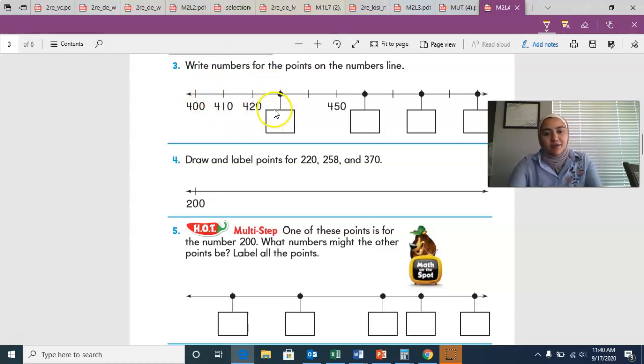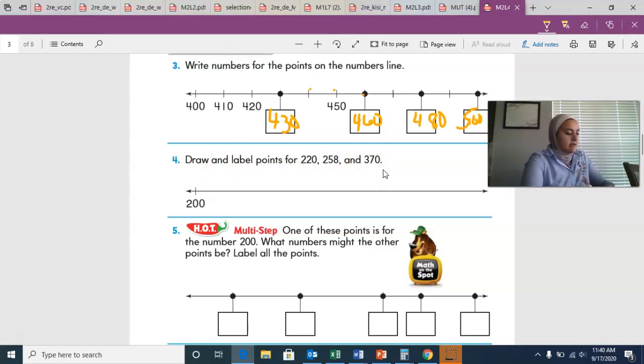So 420. What's going to go here? 430, 440, 450, 460, 470, 480, 490, 500. Right? Yep. Draw and label the points for 220, 258, and 350.